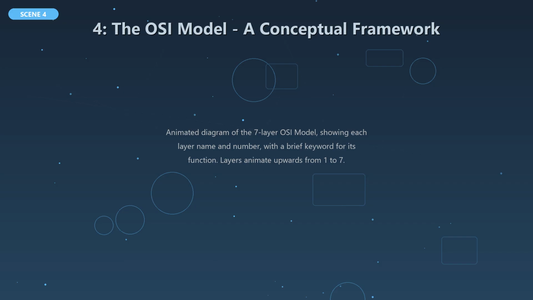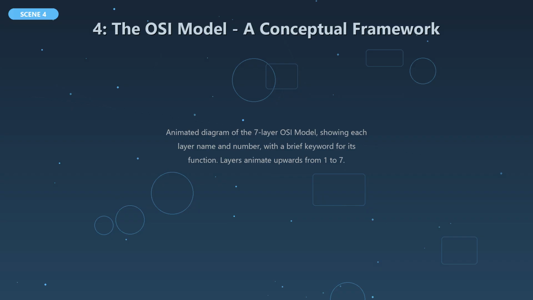We often use the acronym, "Please do not throw sausage pizza away," or "All people seem to need data processing," to remember the layers from bottom to top or top to bottom. Let's briefly list them from layer 1 to layer 7: physical, data link, network, transport, session, presentation, and application.